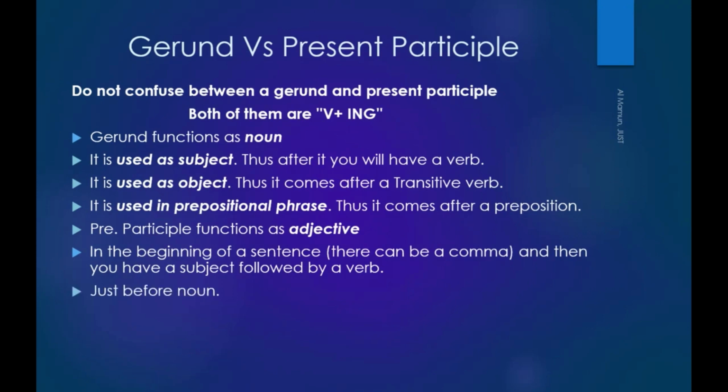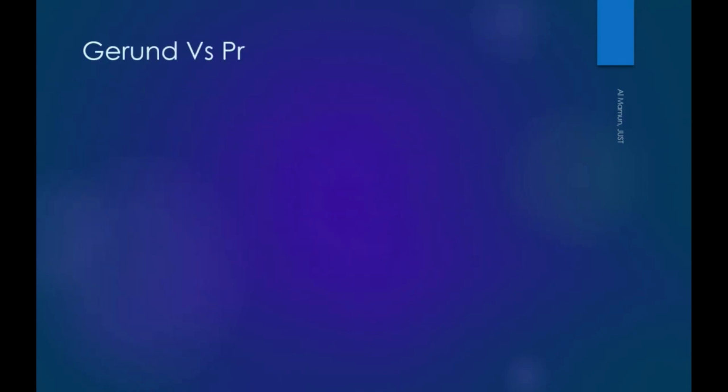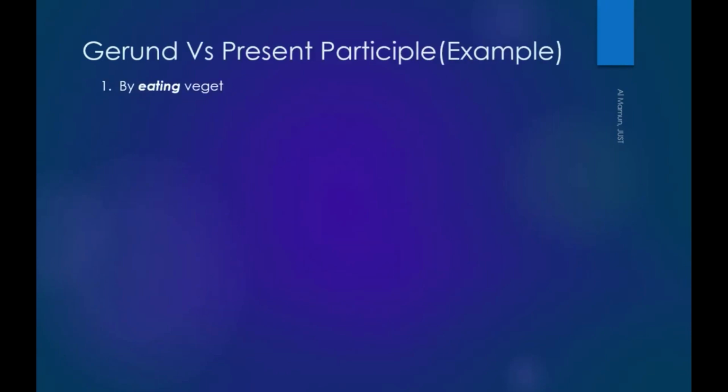Just before a noun, a present participle can be used just like an adjective. After the noun, you can have a present participle form as a post modifier. For example, I saw the man running. I saw the boy crying. After an adverb, because after an adverb you can have an adjective. So as present participle function as an adjective, you can have adverb before the adjective. So let us have some examples to clarify the differences between a gerund and a present participle.